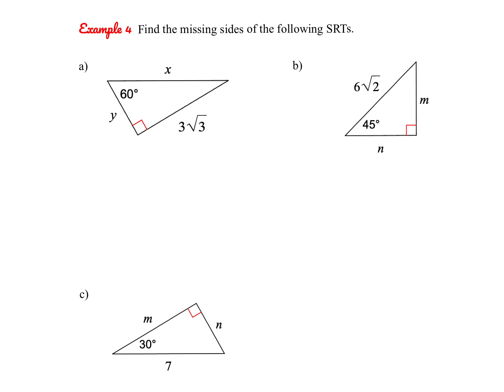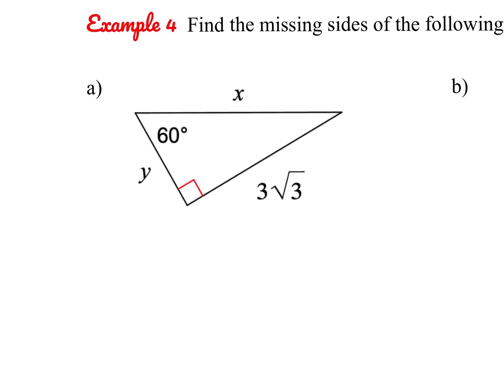All right, let's do a couple more together. So here I have another 30, 60, 90. We know this would be 30 degrees, but this time I'm given the long leg. So if going from short leg to long leg, I multiply by root 3, that means if I'm going backwards from long to short, I should divide by root 3. So for y, it's going to be 3 root 3, and then I divide by root 3, which just gives me y equals 3.